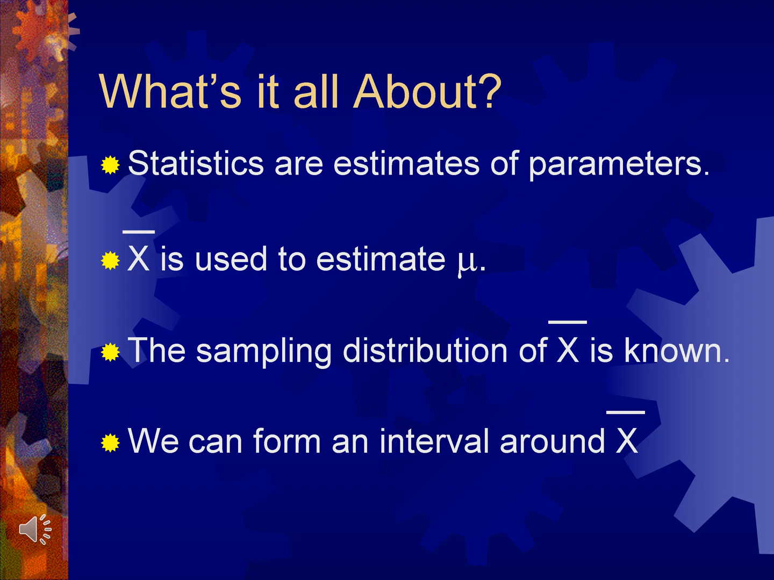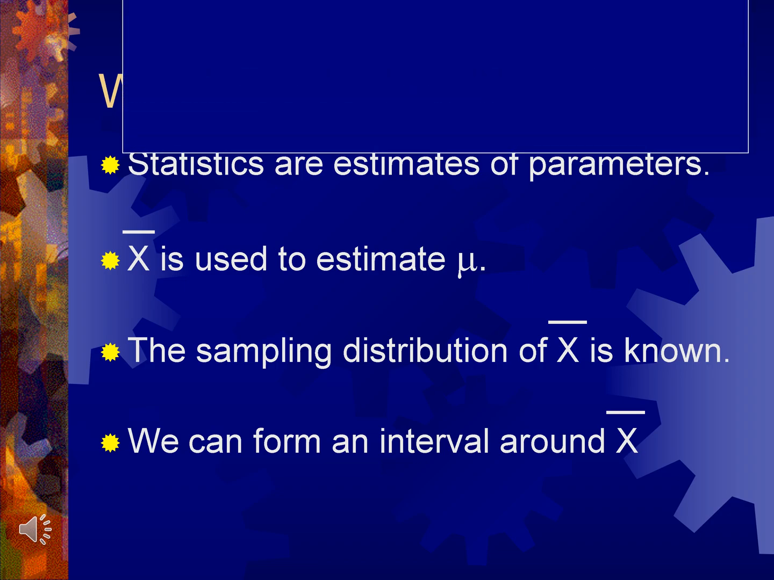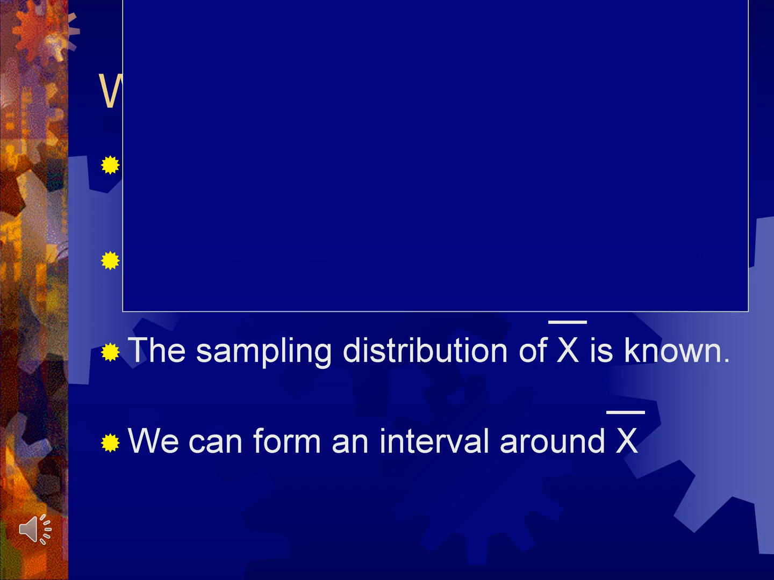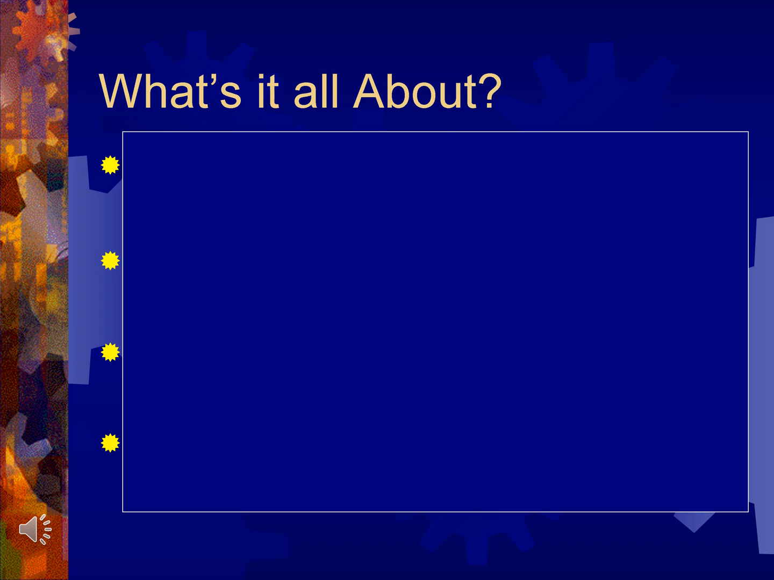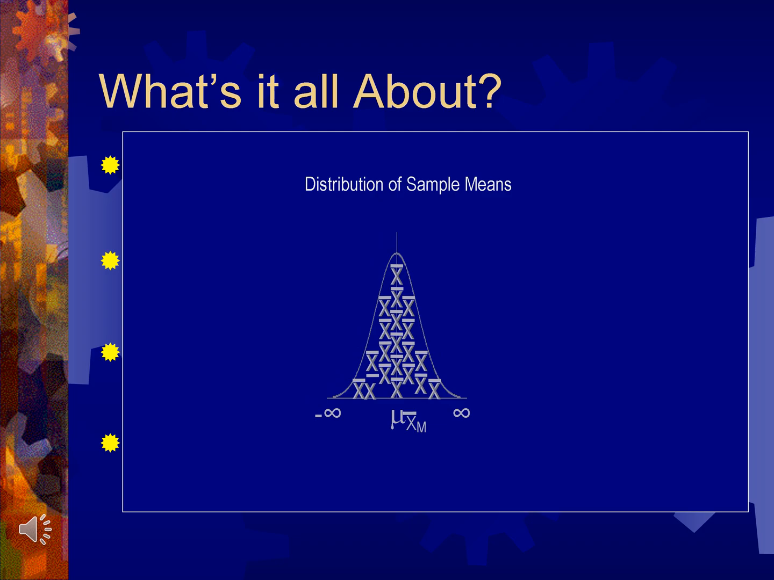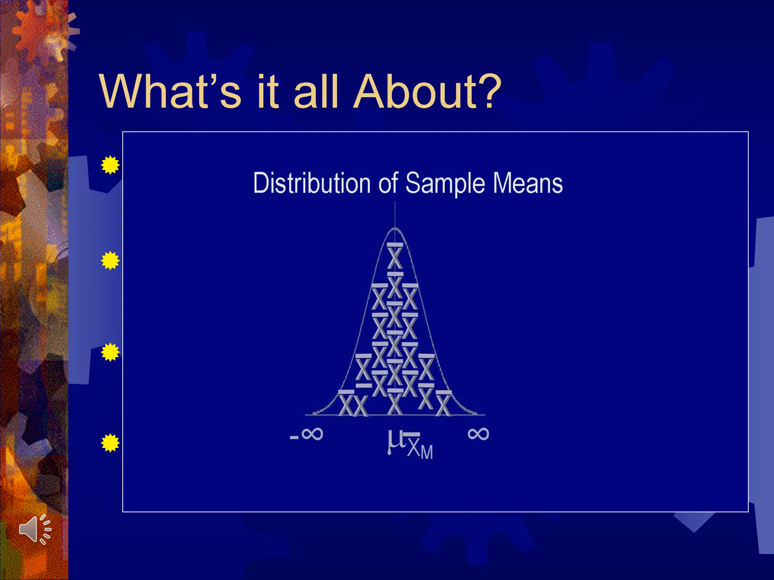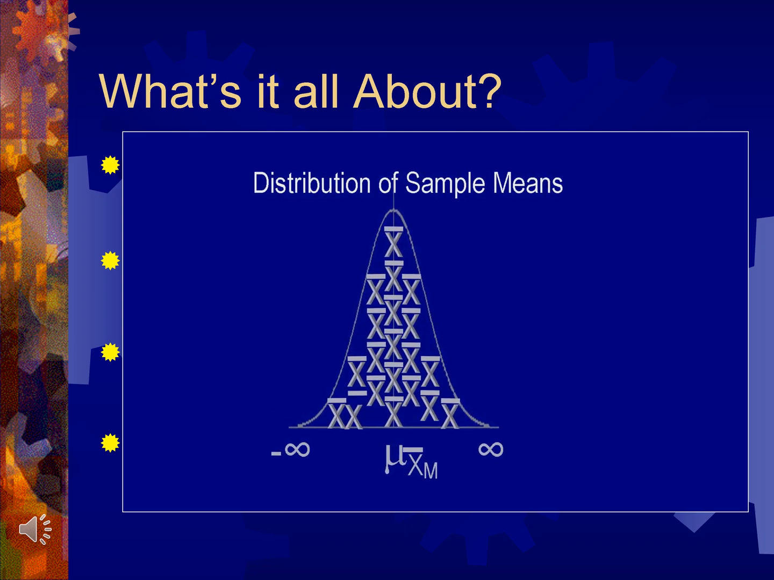So what's it all about? Statistics are estimates of parameters, inaccurate estimates of parameters. And even so, the sample mean is a good estimate of mu because the average of all the sample means, all the x bars in the sampling distribution of the mean, mu sub x bar, is exactly equal to mu. The central limit theorem tells us that. The central limit theorem also tells us how spread out those means will be in the sampling distribution of the mean just by chance when all the sample means are coming from the same mu.